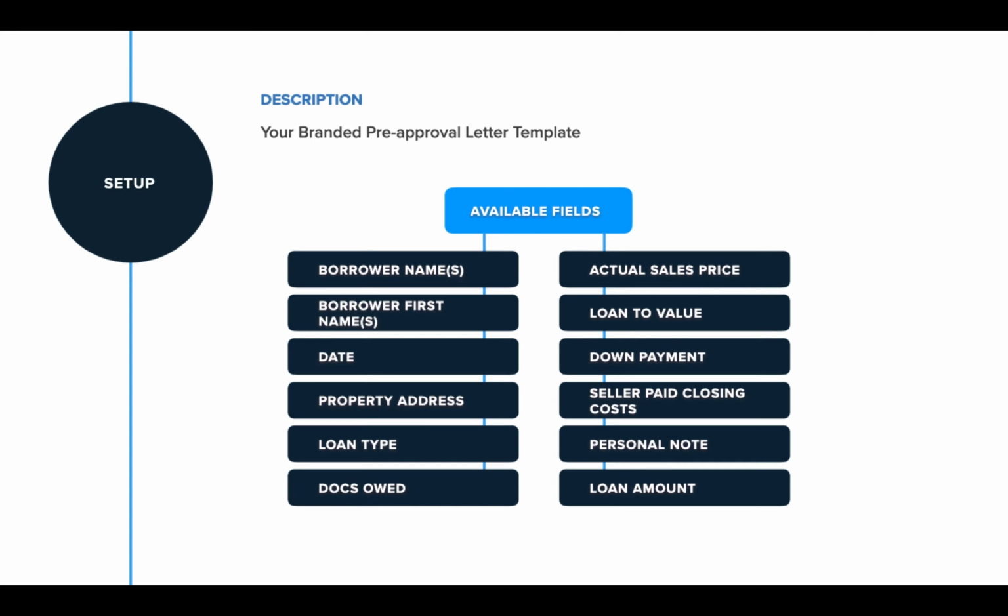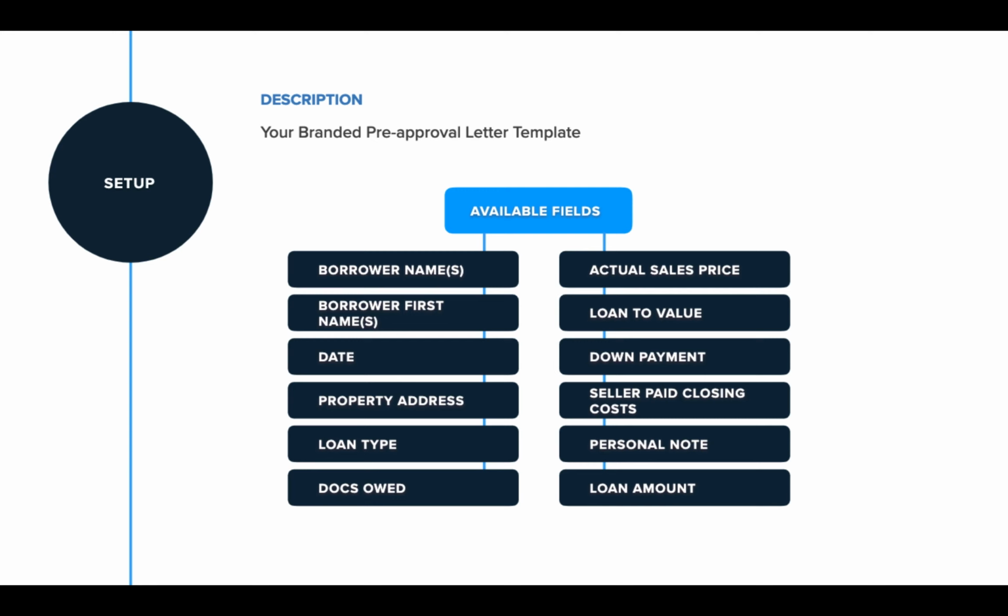Just to touch on quickly, here is the list of fields that we currently support within the pre-approval letter template. We support the borrower names, which includes first and last names, along with an additional tag that supports only the first names. These two tags are conditional. If there's a co-borrower on the loan flow, we include the co-borrower's name in this tag alongside the borrower's name. We have date, property address, loan type, and docs owed as well. The docs owed tag will pull in any documents that are still in the borrower's red docs owed documents requested tab of their loan flow.